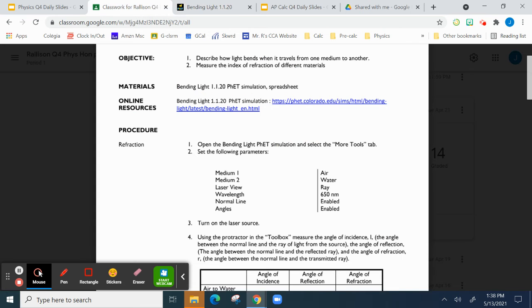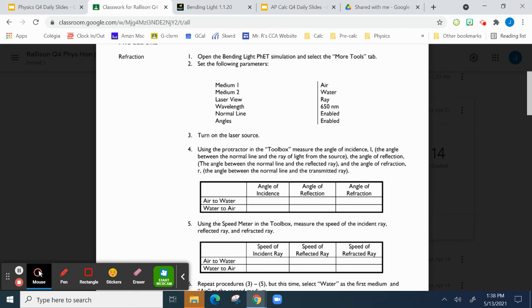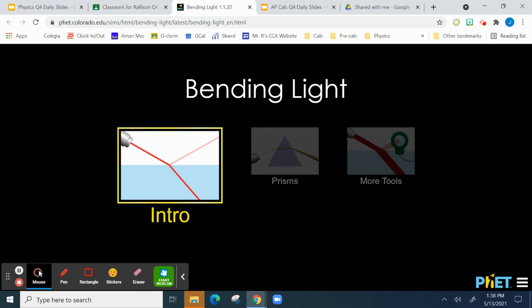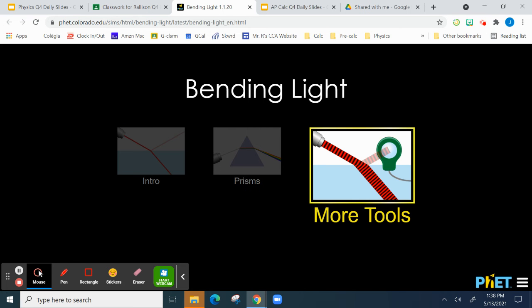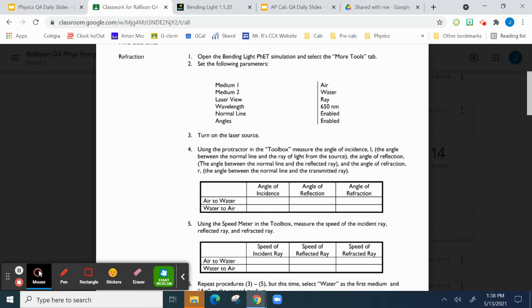And then we'll go back to our instructions. It says open the Bending Light PhET simulation and select the More Tools lab. More Tools. Got to click it twice. Once we'll select it. Okay, we did that. And set the parameters. All right, so we are setting parameters here.